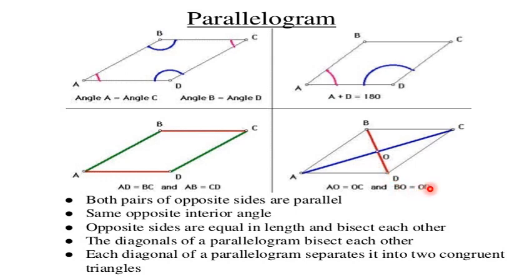Also, you should be knowing, if you take AC as the diagonal, which are the 2 congruent triangles? ABC and ADC. Suppose I take BD as the diagonal, which are the congruent triangles? ABD and BCD. So all these properties you should remember very clearly.